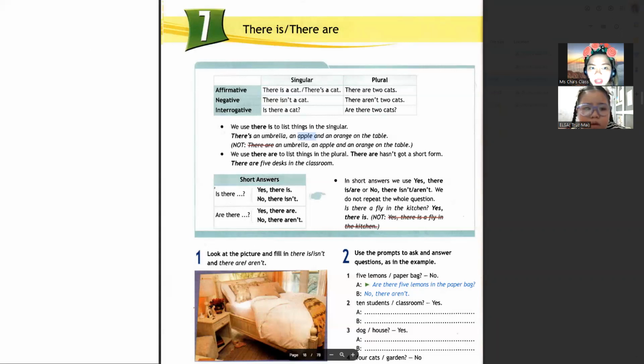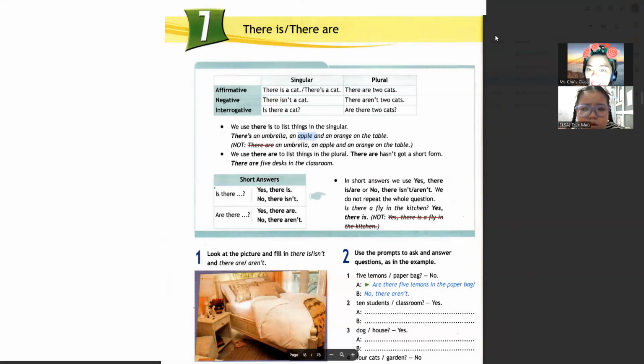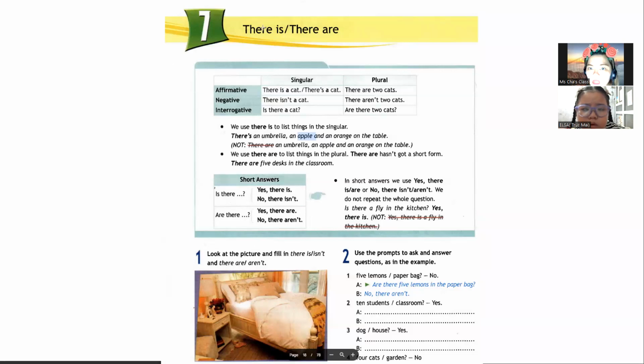Okay, impressive with that one. I'll take note of that too. It says in here that when we use there are, there is no contraction form. Only in there is it can be there's. But when we are using there are, on the other hand, we don't have its contraction form. Okay?